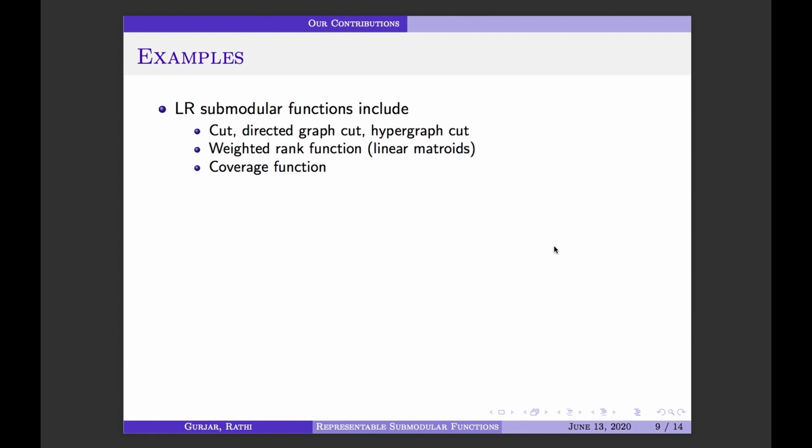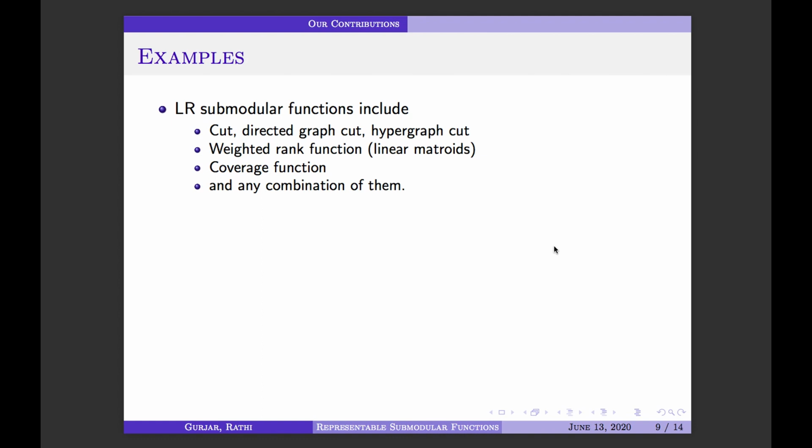So what all is captured by linearly representable submodular functions? It turns out that most submodular functions which come from graph optimization problems are linearly representable. So for example, the cut function, the directed graph cut function, and the hypergraph cut functions are all linearly representable. Then there is something called a weighted rank function for linear matroids that also turns out to be linearly representable. And the coverage function we saw in the beginning is linearly representable. More importantly, if you take any combination of these functions by taking complement or adding them up, that also remains linearly representable.